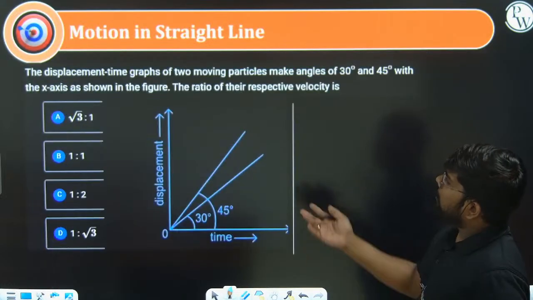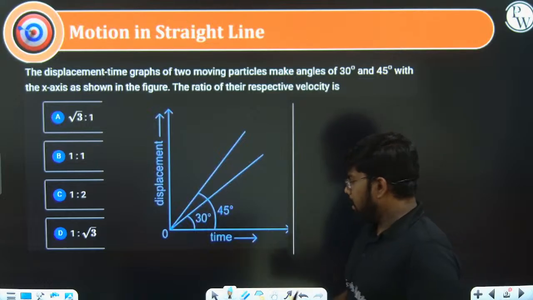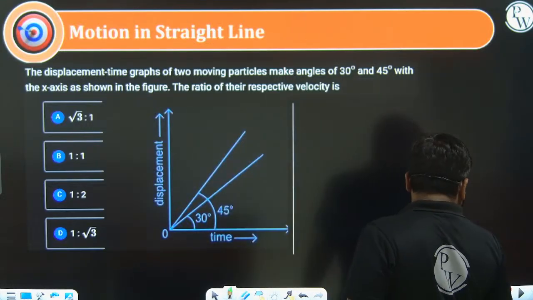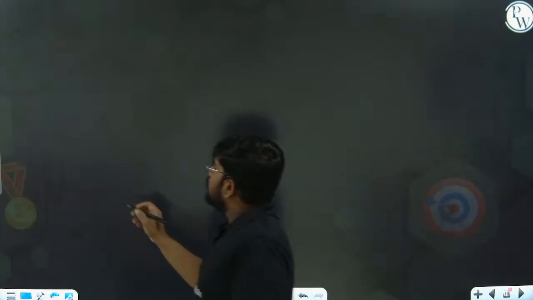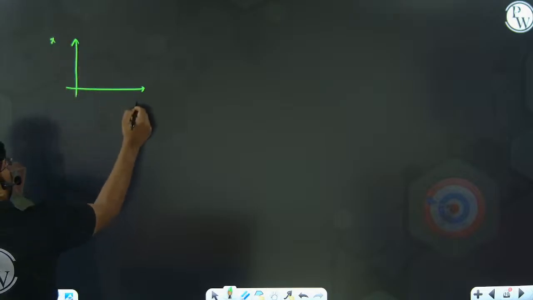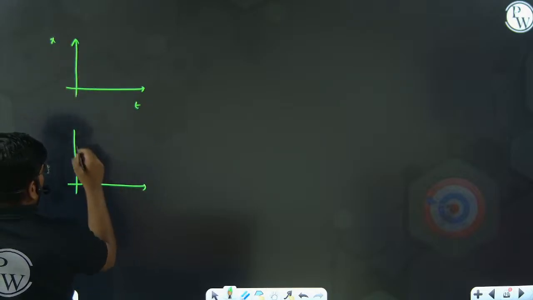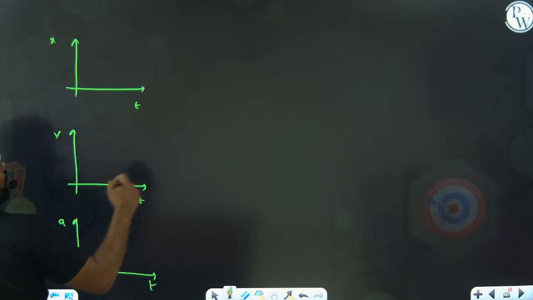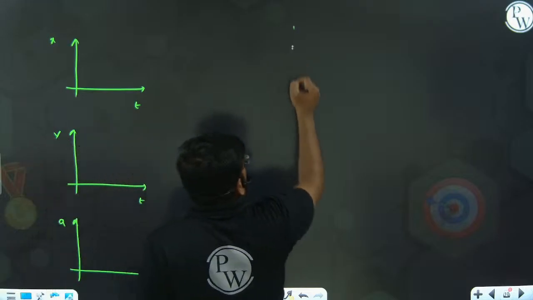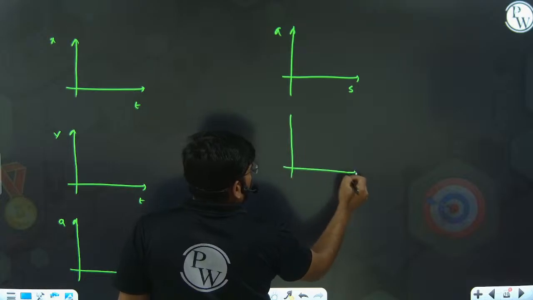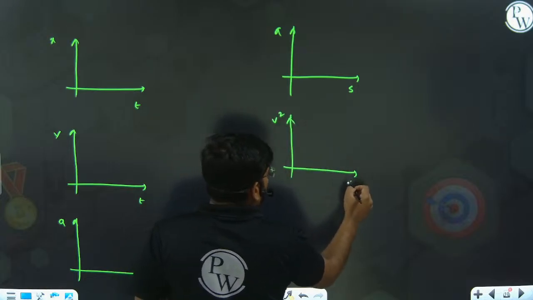Okay. So again, now graphs. Yes, in kinematics, motion is in a straight line. Graphs are important. So if you're talking about graphs, I'll give you a simple idea here. How many graphs do we have? x-t graph, v-t graph, a-t graph. These are the general graphs, and we also have the a-s graph and v square-s graph. These are the most commonly asked.